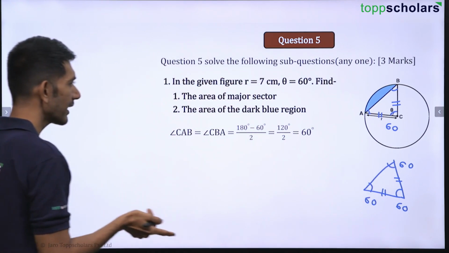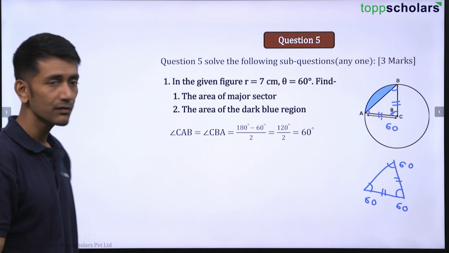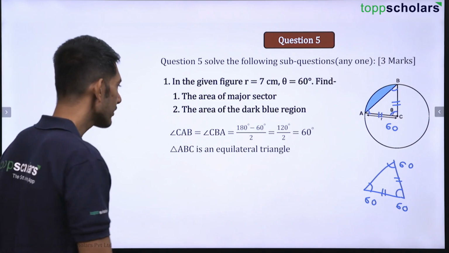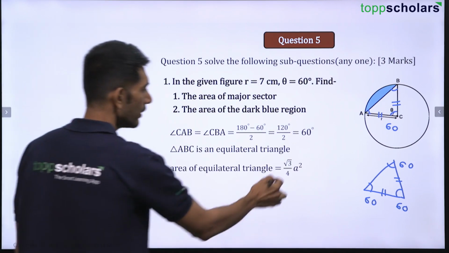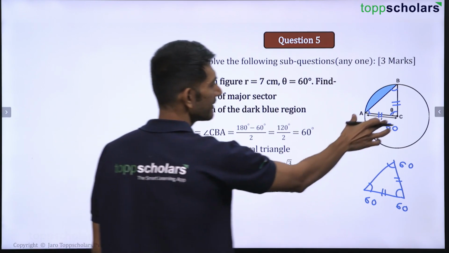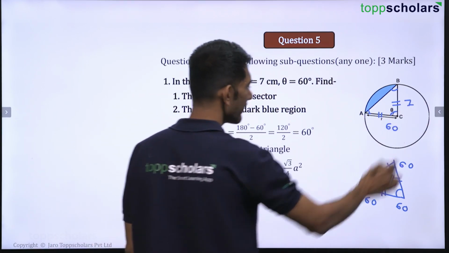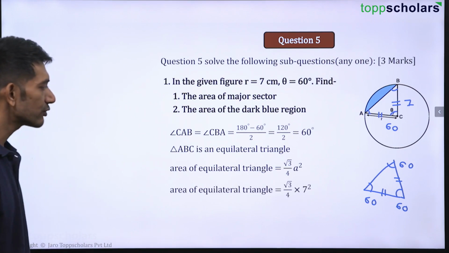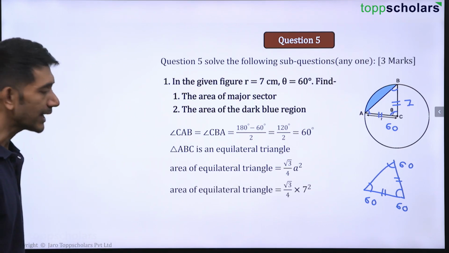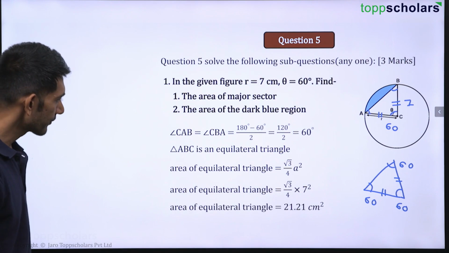It's an equilateral triangle. And now we know the formula to find out the area of the equilateral triangle. Area of equilateral triangle is root 3 by 4 into side square. But side is the radius and radius is 7. So root 3 by 4 into 7 square. 7 square is 49. So 49 by 4 root 3.